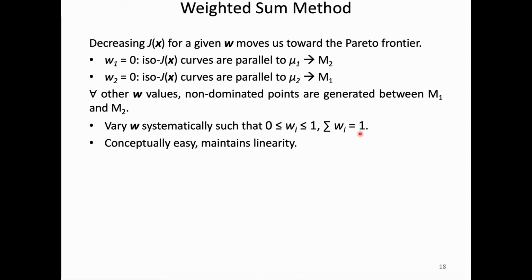Besides for loops, the weighted sum method really is a conceptually easy approach, and it does have the advantage of maintaining linearity. This can help to produce subproblems that tend to be easier to solve than other methods like compromise programming. But are there shortcomings? Absolutely. Let's go through them.